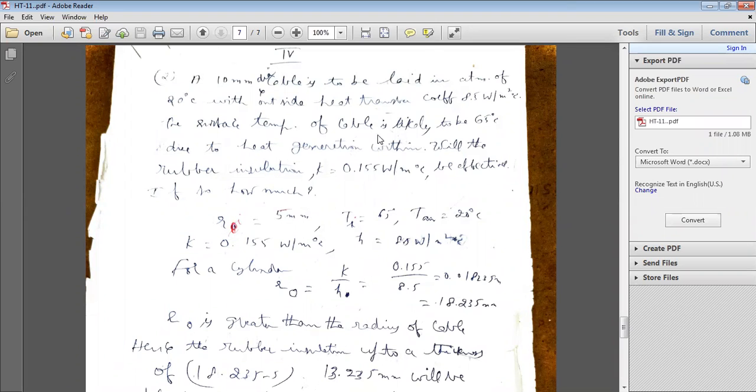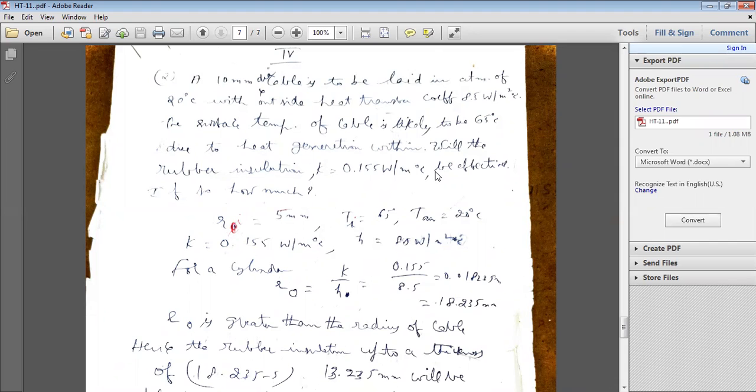The surface temperature of the cable is maintained at 65 degrees centigrade due to internal heat generation within. If there is heat generation within the cable, the outside surface temperature of the cable is 65 degrees centigrade.